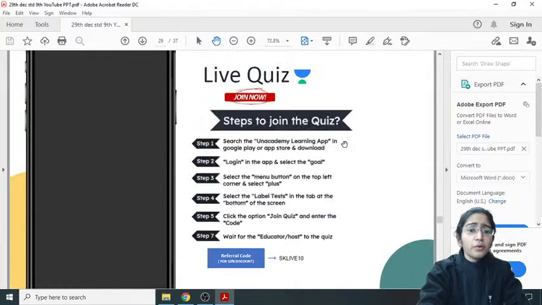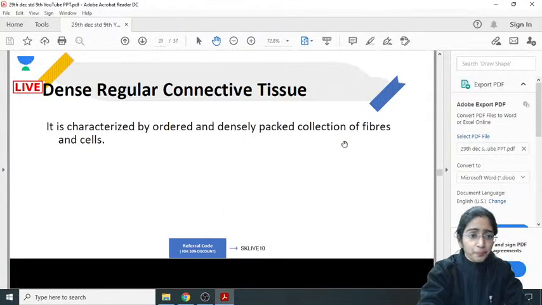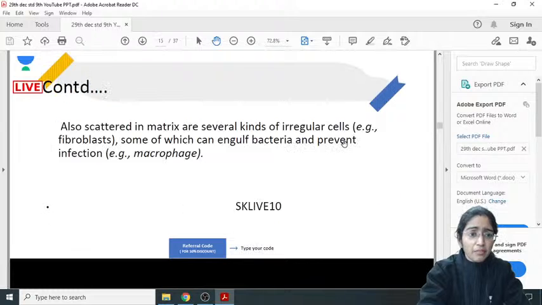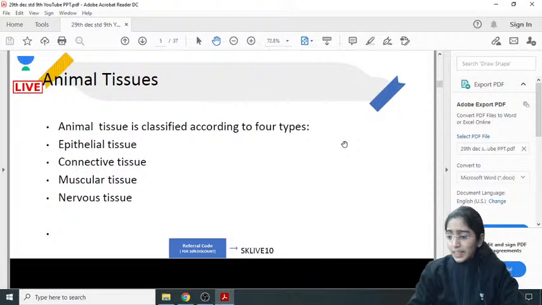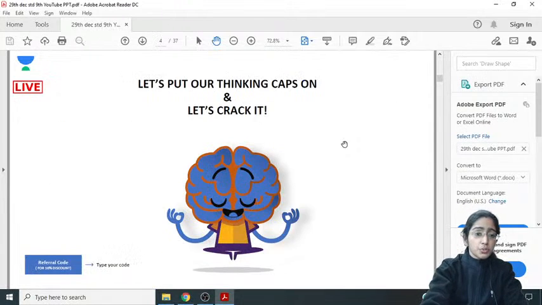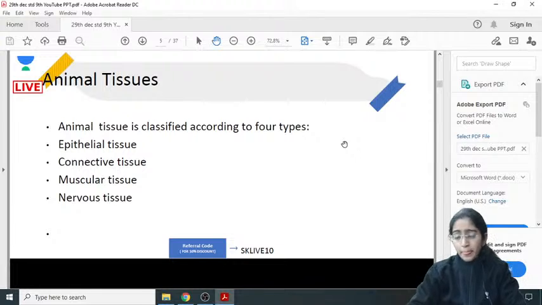Now today we are going to talk on the topic tissue. What is tissue? Let's have a very interactive session. What is tissue? Standard 9 basically. Muskan, hi, good evening. So if I talk about the tissue in standard 9, what is that?